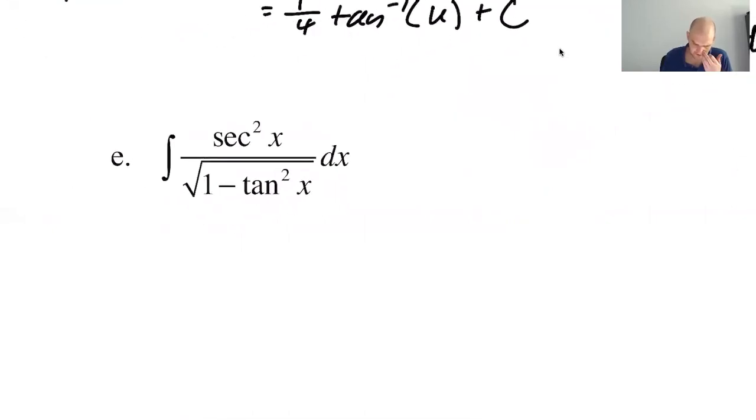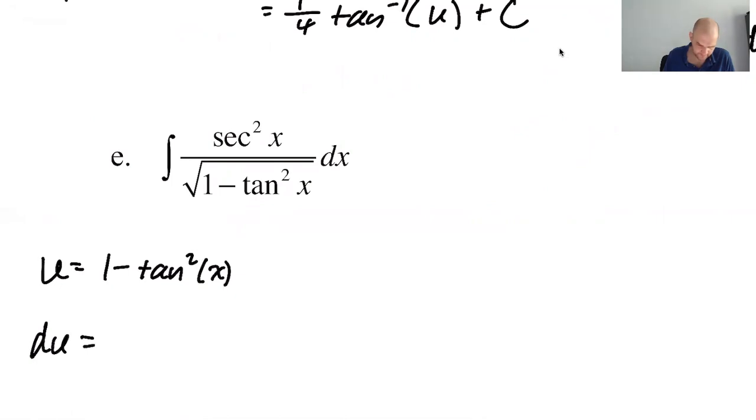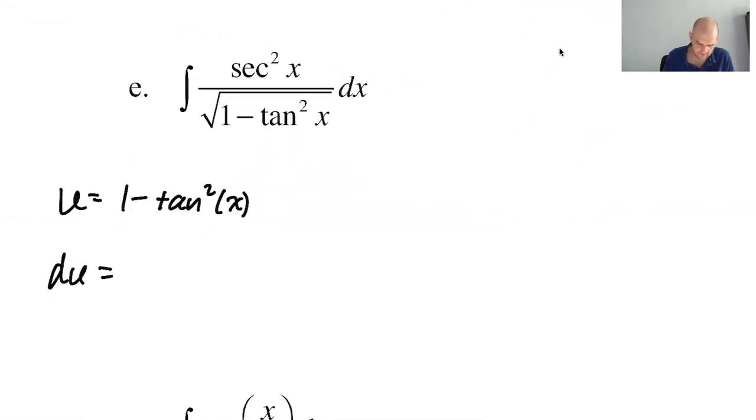All right, so 1 minus tan squared is almost a trig identity, but it's not. 1 plus tan squared is secant squared. I'm gonna make u equal 1 minus tan squared and see what happens. Off the top of my head, I'm not sure what happens on this one. Du. I need the chain rule. It's gonna be -2 tan of x. Derivative of tangent is secant squared of x dx.